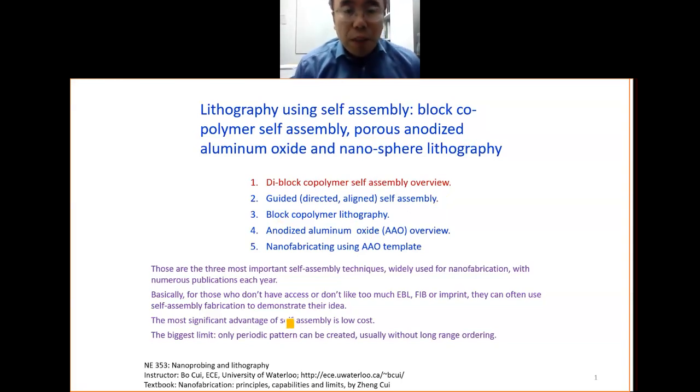The main advantage of self-assembly is that it is low cost. You do not need any lithography clean room equipment. You do some chemical process, so you get the pattern. But the limit is that normally you can only get periodic patterns, usually without long-range ordering. So now we will look at the first one, diblock copolymer self-assembly.